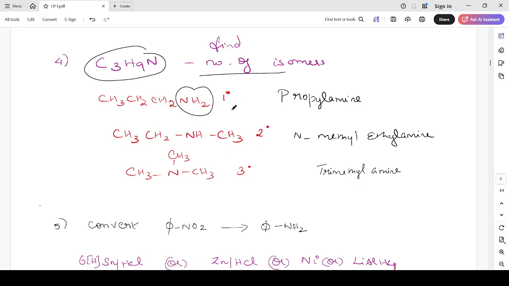So the first one you can see is a primary amine. The second one we can see is secondary. The third one is tertiary. Looking at the nomenclature, I have told you, use the longest chain to mention the amine.